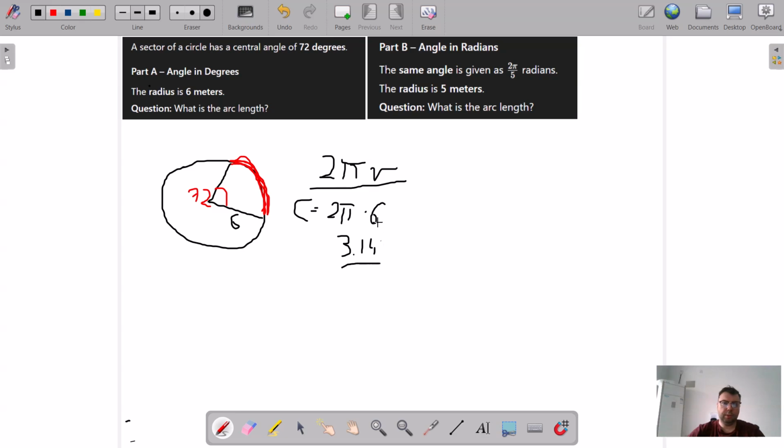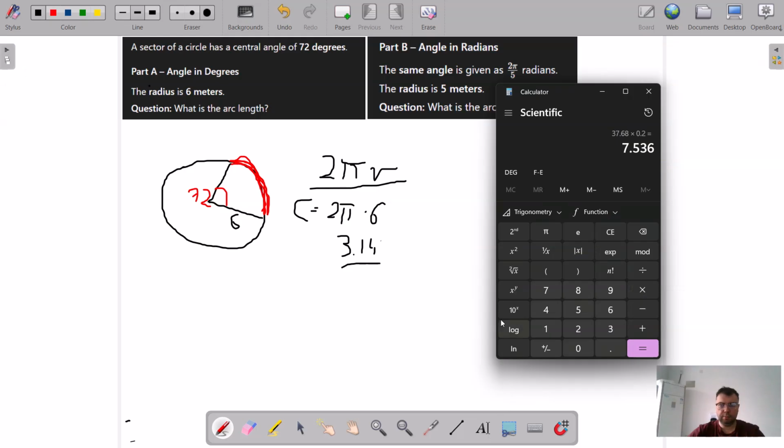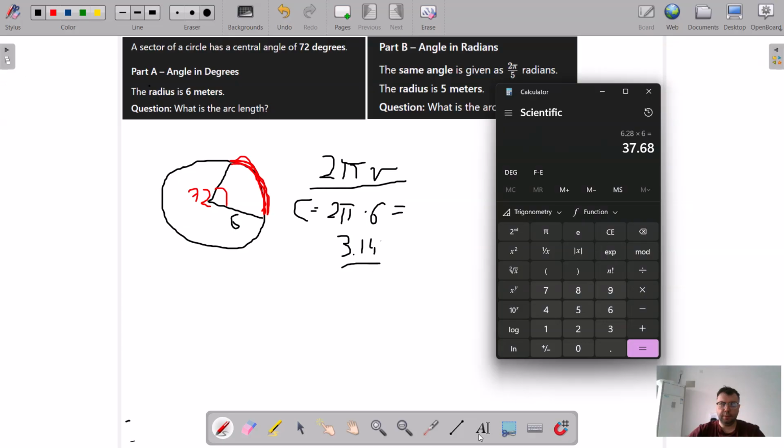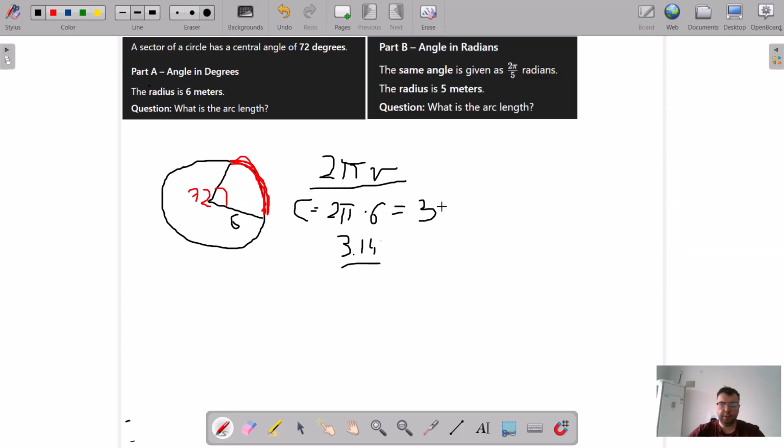So it would be the whole circumference. Maybe I can show you with a calculator. So it's going to be 6.28 times 6, because 1 pi is 3.14, so 2 pi is 6.28. So the total circumference equals, one more time, 37.68. That's the total length.